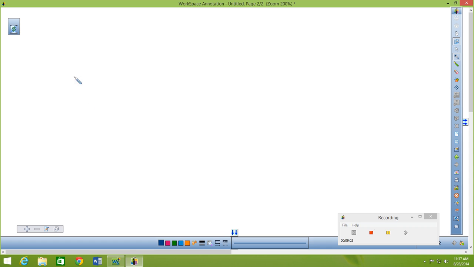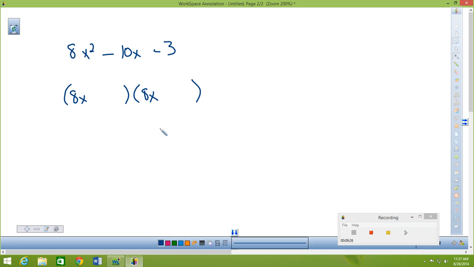Okay, 8x squared minus 10x minus 3. Okay, I've got 8, 10, and 3. There is not a common factor for those. So I'm going to set up my two parentheses. I'm going to go ahead and put 8x and 8x. Okay, remember we take this number and we're going to multiply it by the number here at the end. Well, 8 times negative 3 is negative 24.